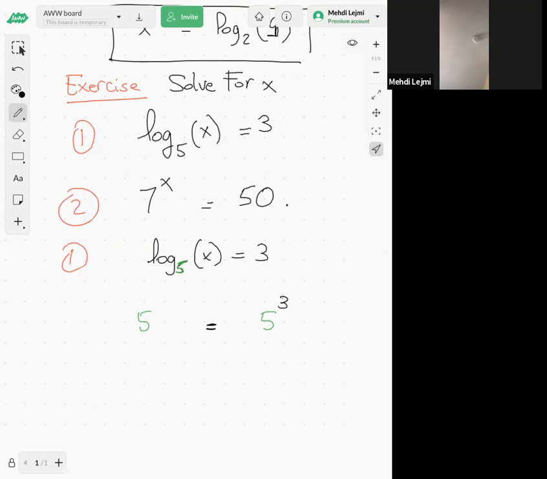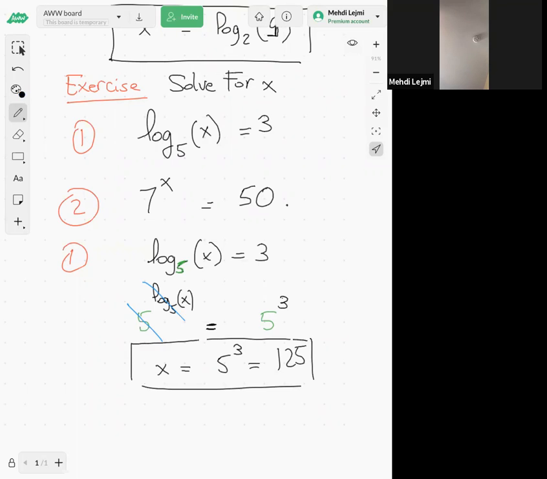Left side, I have log in base 5 of x, so that will be 5 to the log in base 5 of x. Now, this exponential in base 5 and this log in base 5 cancel out. So that will be just x on the left side, and it's 5 cubed on the right side. And that's 125.